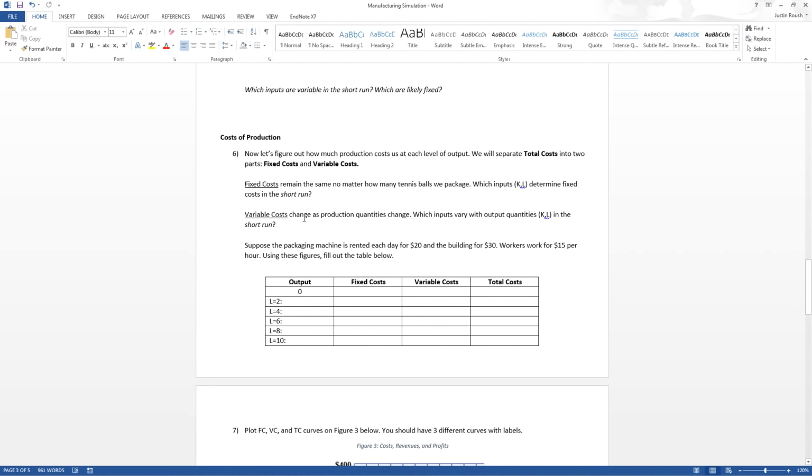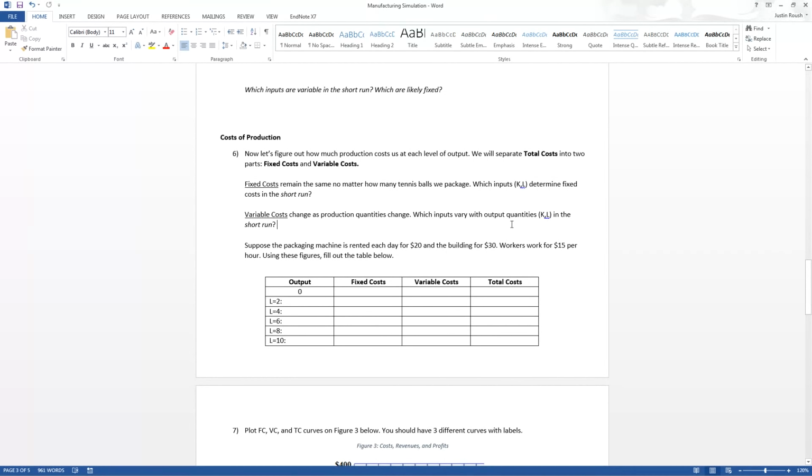Now, what about variable costs? These change as production quantities change. So if I want to produce more stuff, I have to pay for more inputs to do it. And so these are going to be tied to that variable L in the model that we build in this class. So for example, you have to pay workers to be able to produce in the short run. The more you want to produce, the more workers you need to hire, so your costs go up. Those are variable costs. If we had raw materials in our production function, that would be the same.